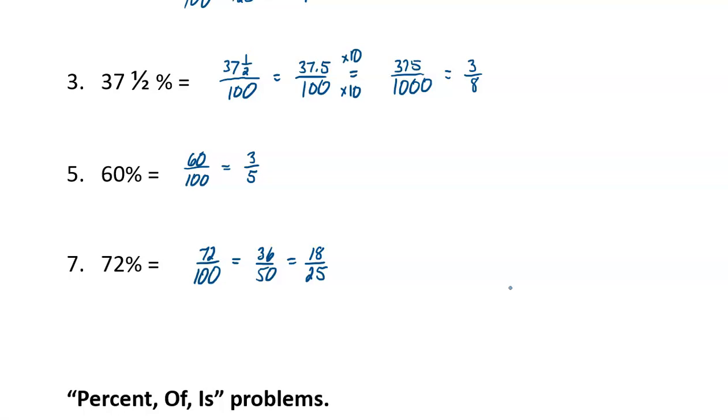Again, please remember that you can use the TI-30 calculator. Just type that original fraction in with the fraction key and push enter, and it's going to say 18/25.